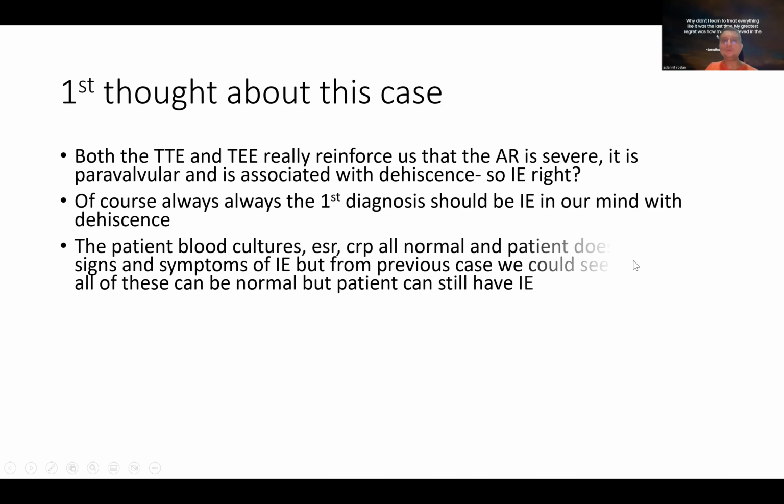So of course, like I said, always the first diagnosis is IE. But what we do is we take blood culture, we take ESR, CRP, and all are normal. Having said that, in our first case, someone with Staphylococcus warneri is also normal, right? So we cannot simply rule out infective endocarditis. It can be very tricky sometimes.